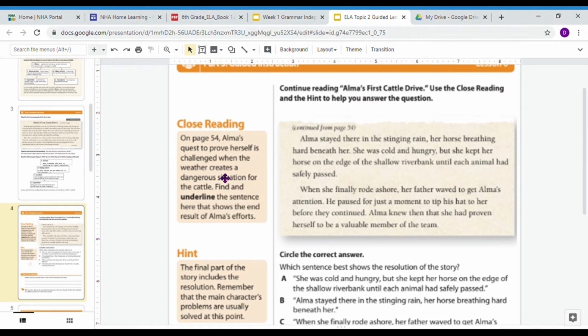So let's look at this close reading right here. On page 54, Alma's quest to prove herself is challenged when the weather creates a dangerous situation for the cattle. Find and underline the sentence here that shows the end result of Alma's efforts. So the end result of her efforts of saving the calf at first, but then she stayed there while she made sure every animal safely passed. So her end result was that she proved that she was a valuable member of the team.